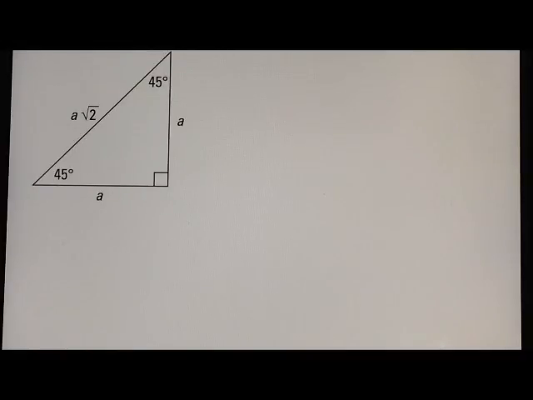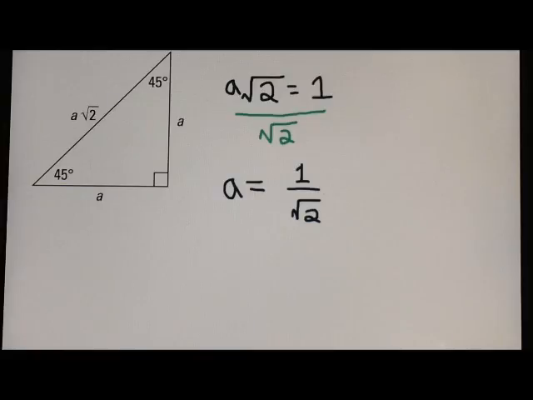The second type of triangle in each quadrant of the unit circle is the 45-45-90 triangle. The hypotenuse of this triangle is equivalent to the radius of the unit circle, which is always 1. So we're going to have a square root 2 equal to 1. In order to find the coordinates of this triangle on the unit circle, you have to solve for a. First step is to divide each side by square root 2. Once you've done this, a is going to equal 1 over the square root of 2.